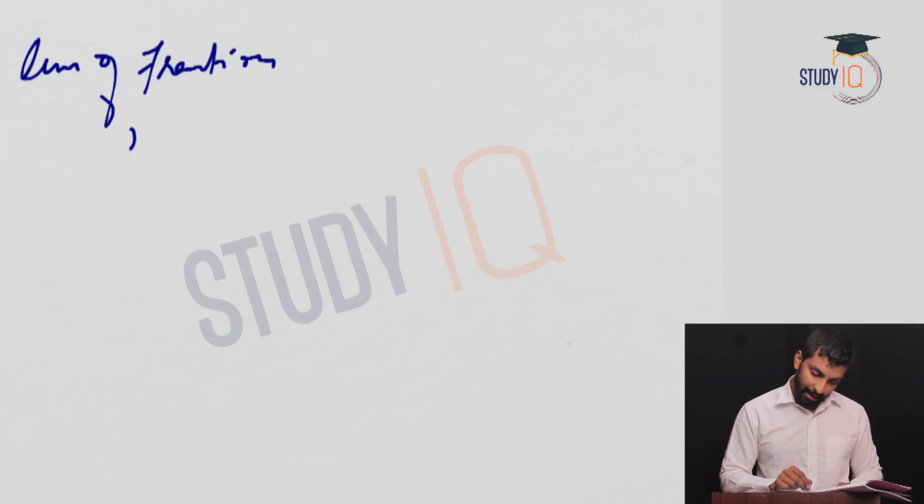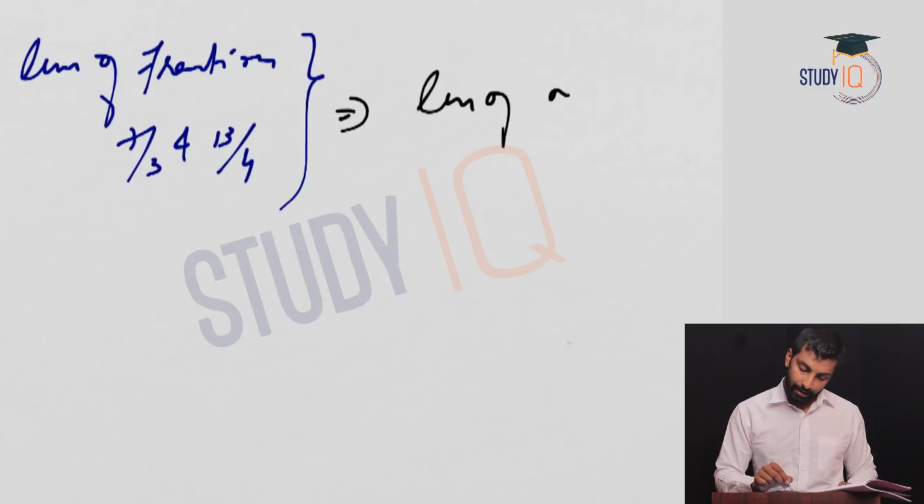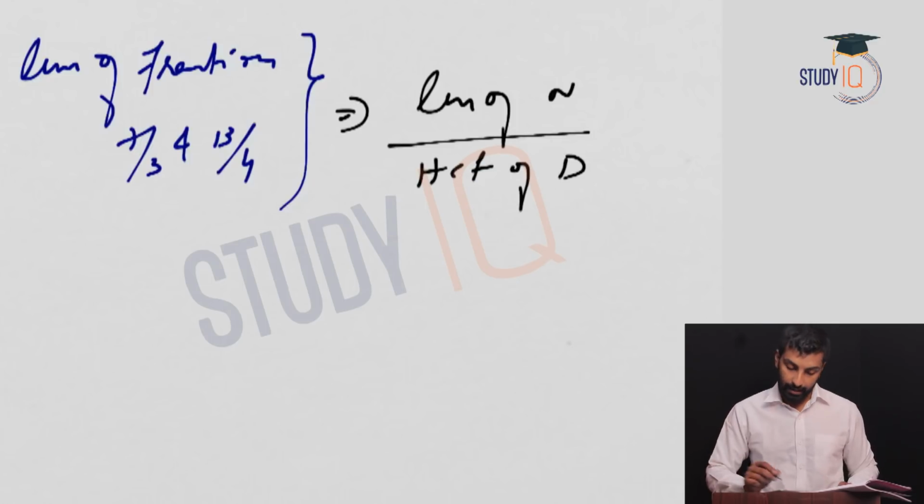In this question, what you need to do, basically it's an example of an LCM of fractions question. You need to find the LCM of the fractions given, 7 by 3 and 13 by 4. You know LCM of fractions is LCM of numerators divided by HCF of denominators. So LCM of numerators means 7 and 13.